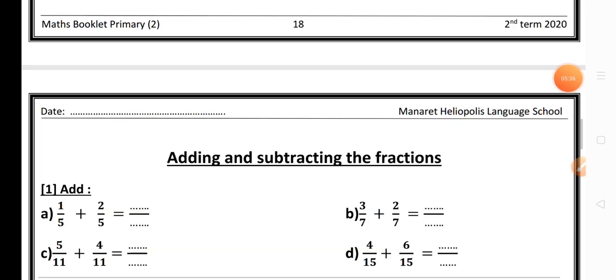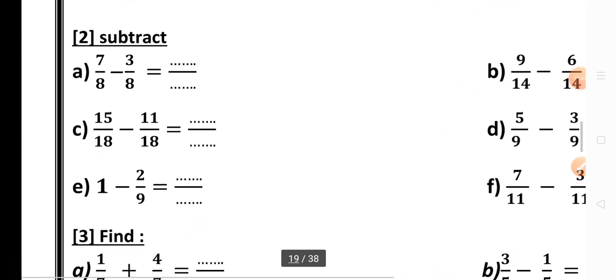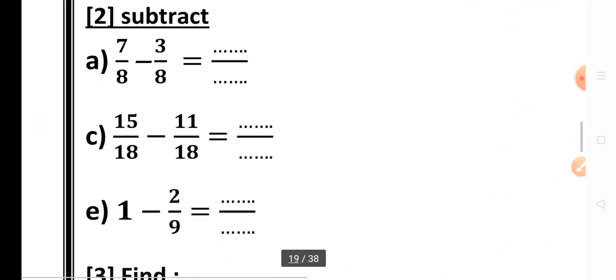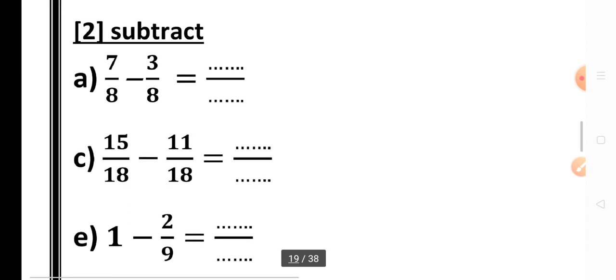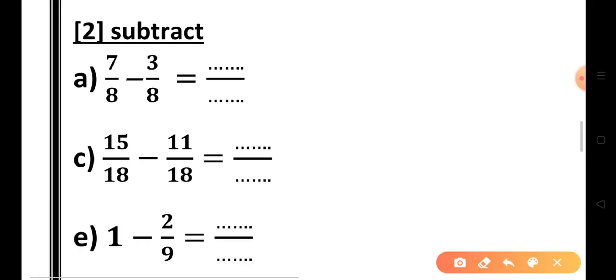Now open your booklet, page 19, exercise number 2. This one. Letter A. 7 eighths minus 3 eighths. The two fractions have the same denominators, so keep it and subtract the two numbers on the top. 7 minus 3 equals 4.